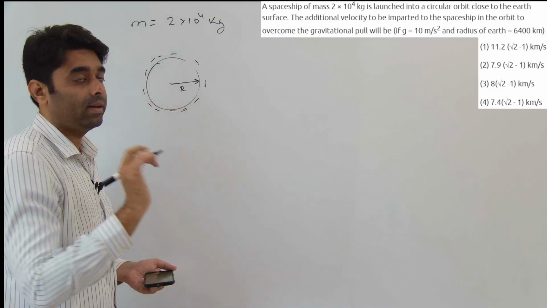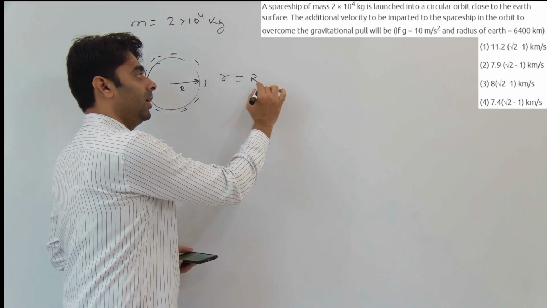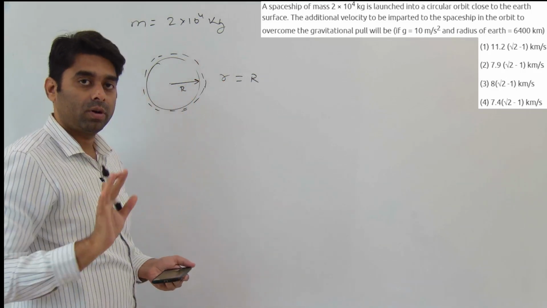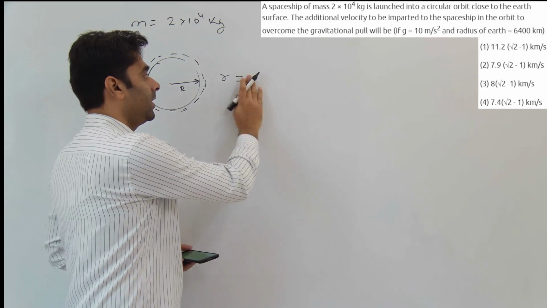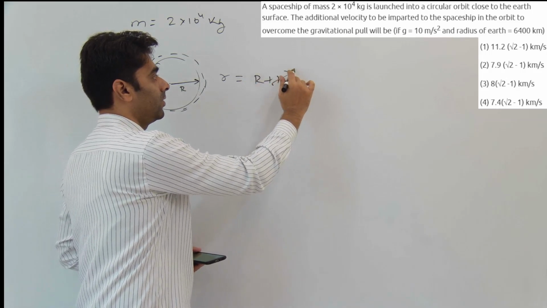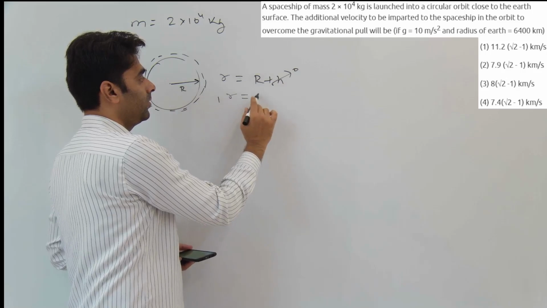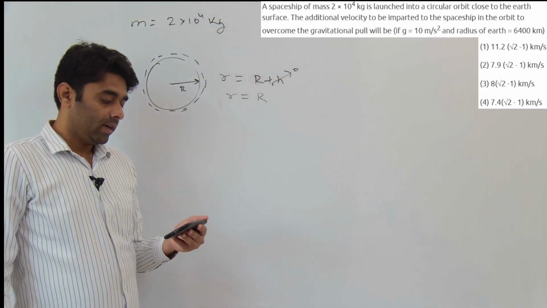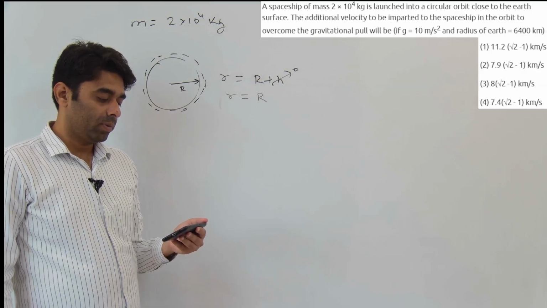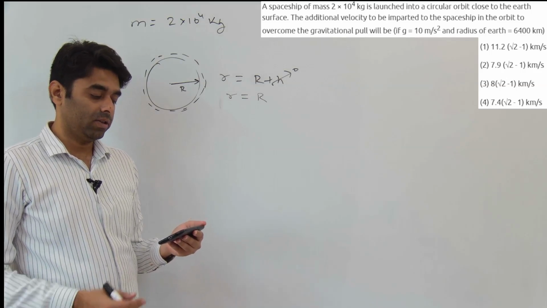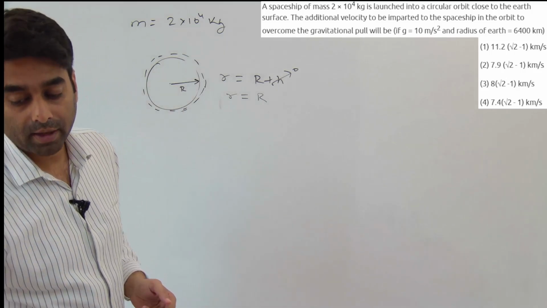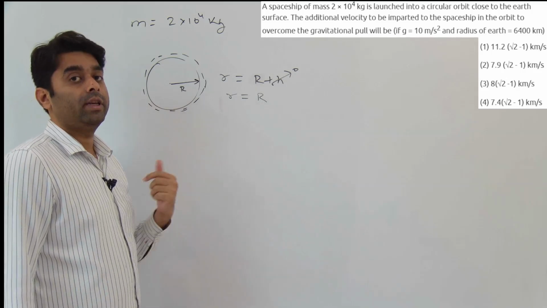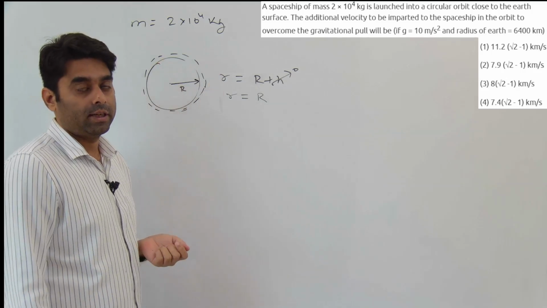That means its orbital radius will be how much? R only. By mentioning that it is very close to the surface of Earth, its orbital radius will be taken as R. We take it like R plus H, and this is very close, that means your R value is the radius of Earth only. The additional velocity to be imparted to the spaceship in order to overcome the gravitational pull, this is the definition of escape velocity, and they are asking us the additional velocity that we should provide.